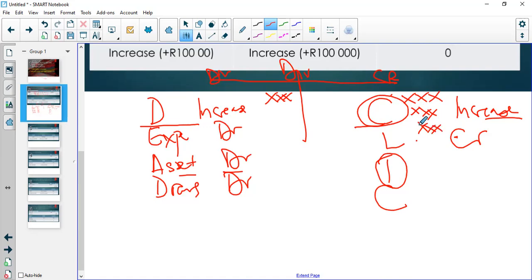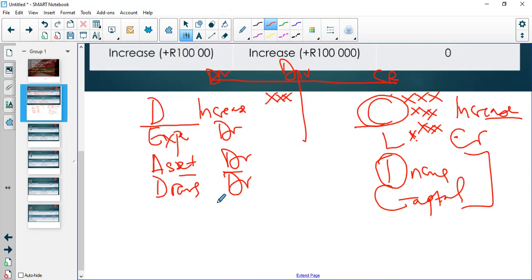Remember, each account will have its own separate account. Each item will have its own separate account. We won't have all the income being recorded under one account. We have to distinguish. If it is sales, it has its own account. Interest income, its own account. So every time an item or an account of income increases, we're going to go to that particular account and credit it. The same applies to capital.